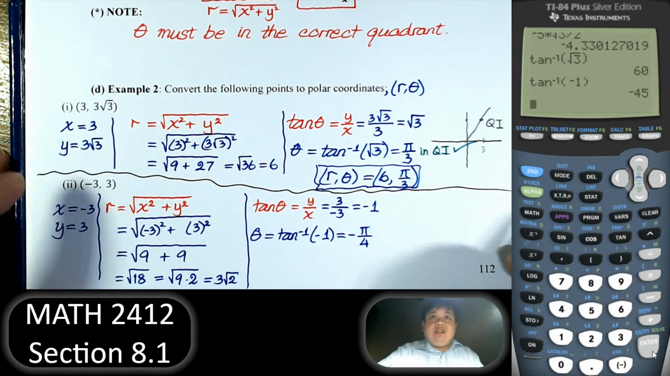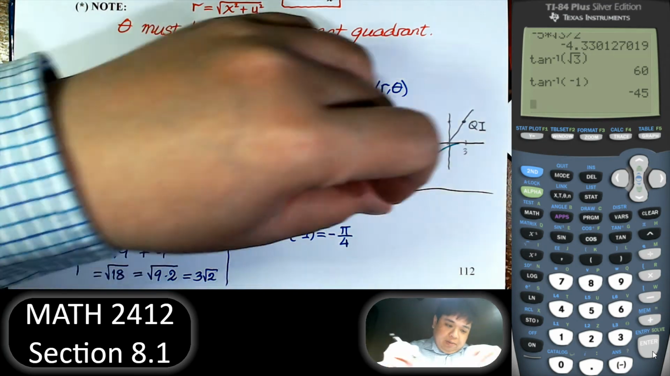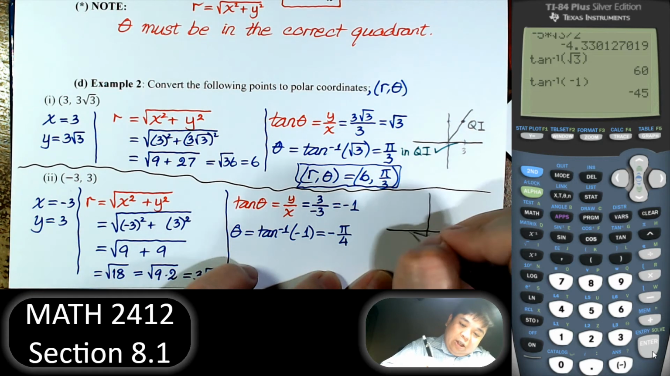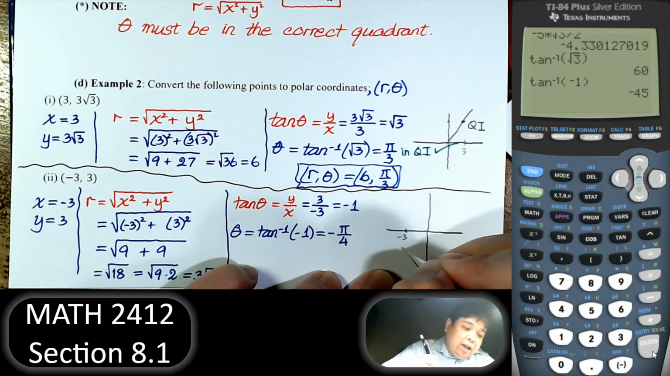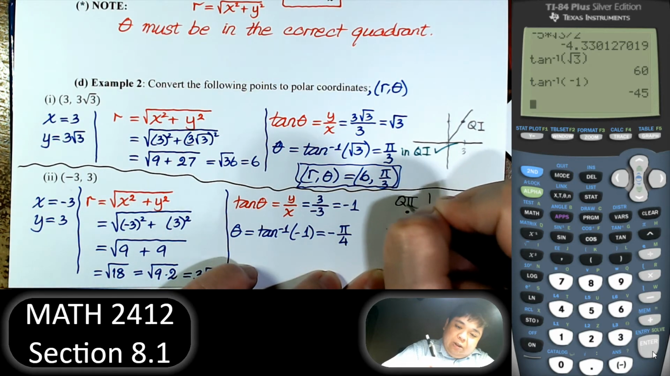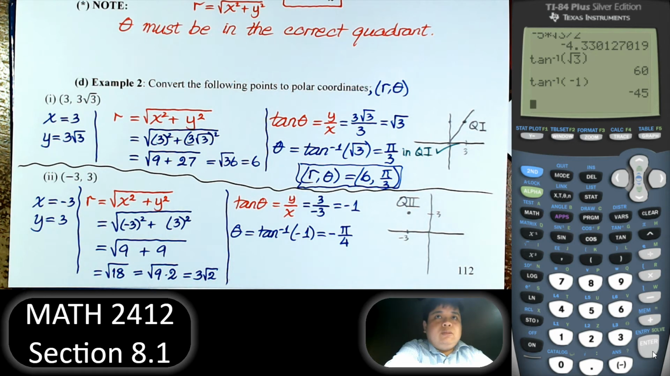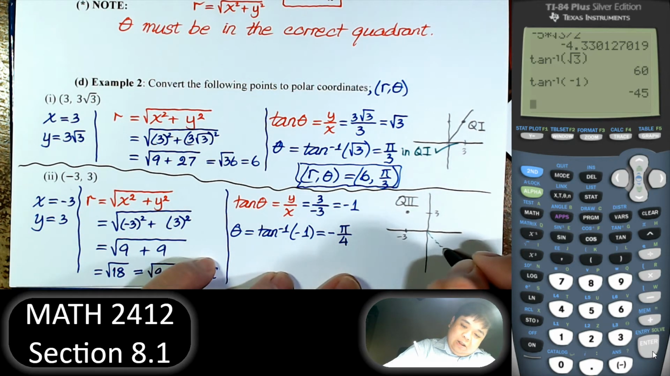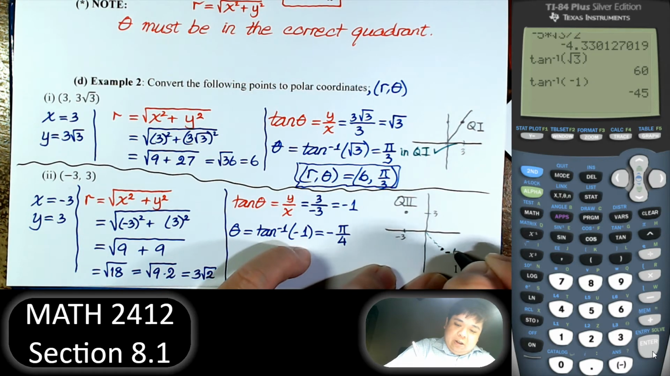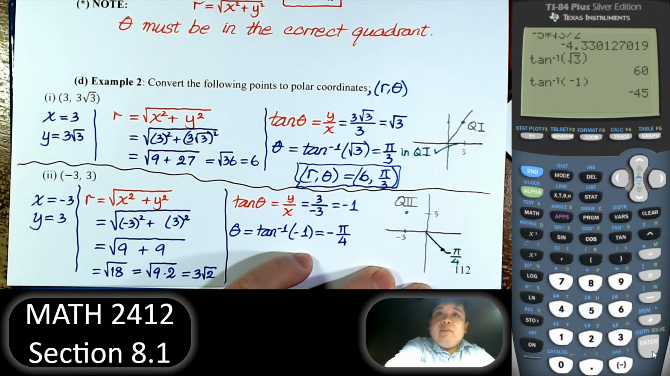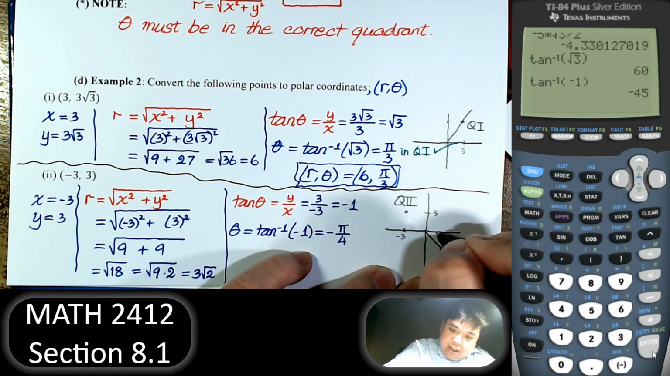Right. Before we answer, make sure that it is in the right quadrant. What we have is x equal to negative 3 and y equal to 3. So the point here is in quadrant 2. But what we have is negative pi over 4. This one is in quadrant 4. Negative pi over 4 is this one.